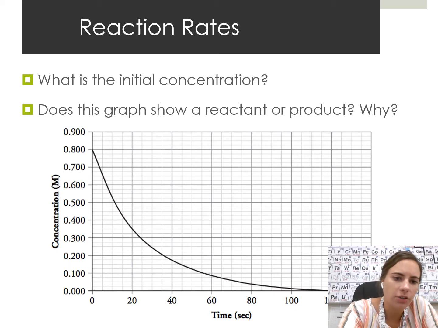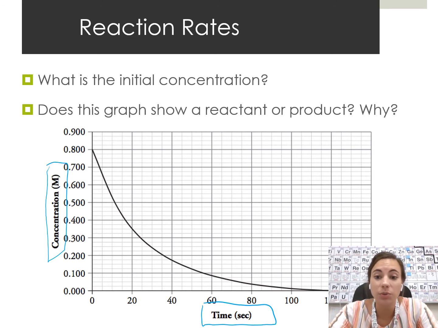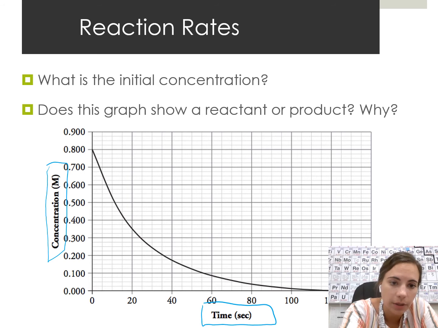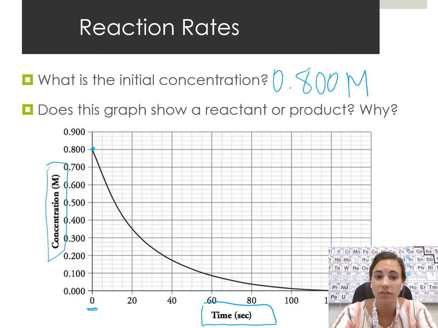We're given concentration versus time. All right, these are the 2 variables that we're really going to be focusing on this unit. How is concentration changing over time? So the first question is, what is the initial concentration? So I'm just simply reading the graph, and at time 0, I have 0.800 molar. So that's my initial concentration.